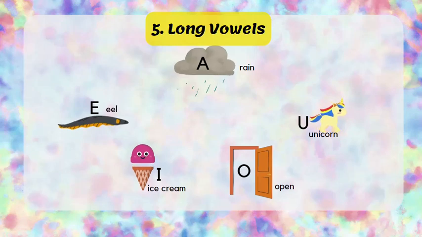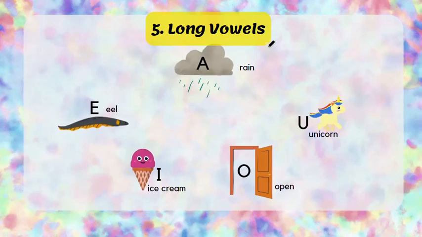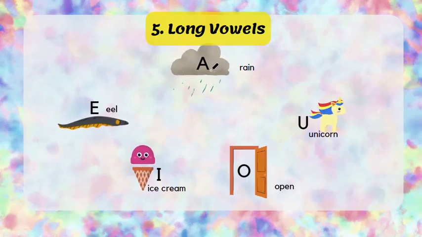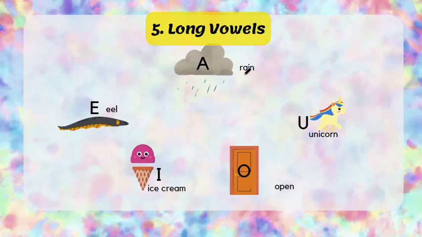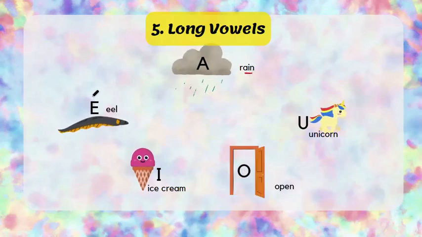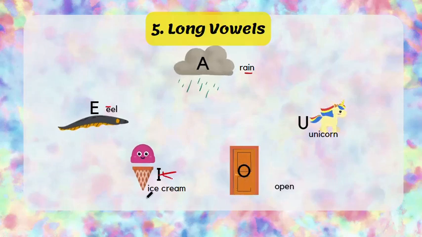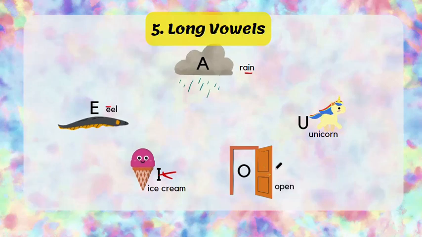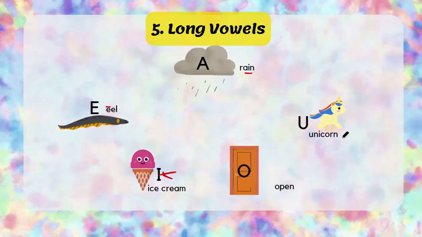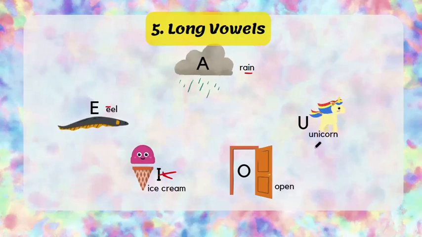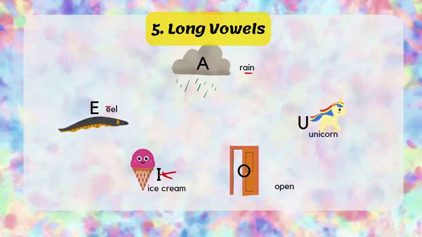After short vowels, we have the long vowel sounds. Long vowel sounds are simply the names of these letters. What is the name of this letter? It's A. A as in rain. E is the name as in eel. I is the name of this letter as in ice cream. This is the long sound as well. O as in open. U as in unicorn. So A, E, I, O, U are the long vowel sounds.